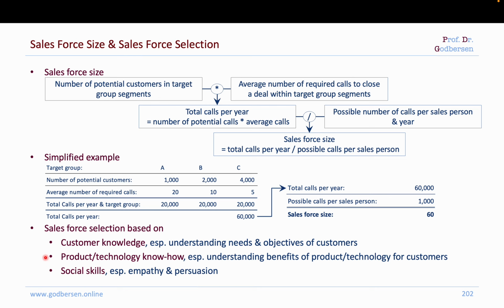But the salesperson should also have knowledge of the product and the technology behind it. So, a basic understanding: what can the technology do? That is not of any harm if the salesperson has it. And finally, definitely social skills. One could say sales skills, empathy, understanding and feeling how the potential customer ticks, and then the art of persuading the customer to buy.